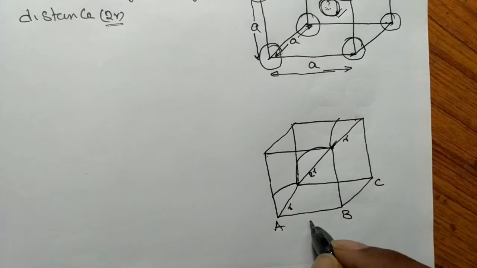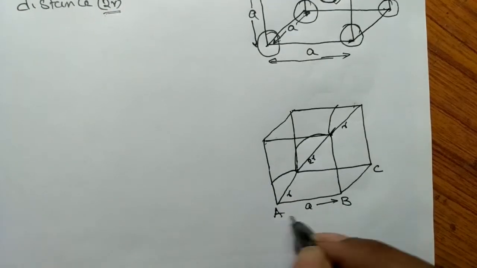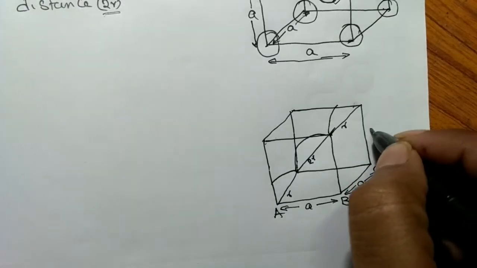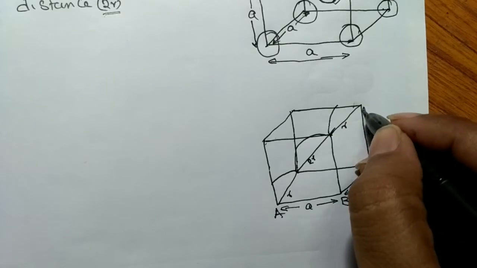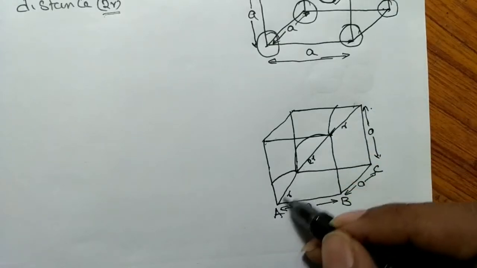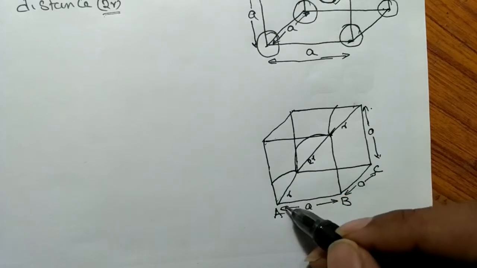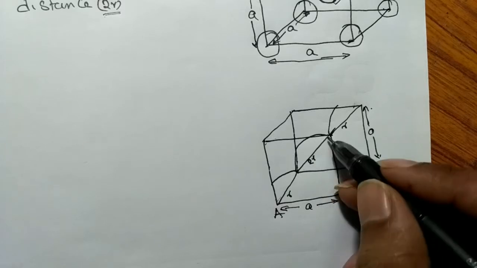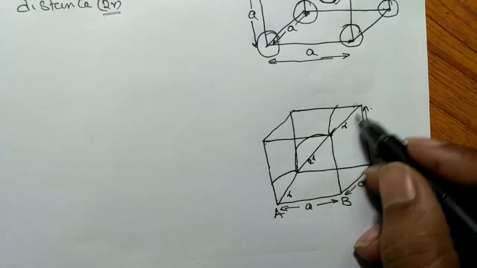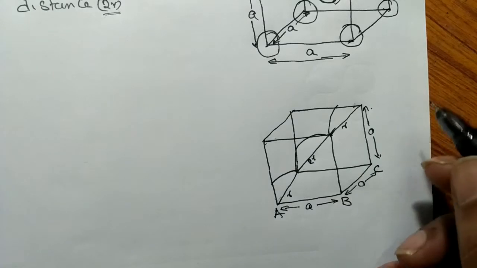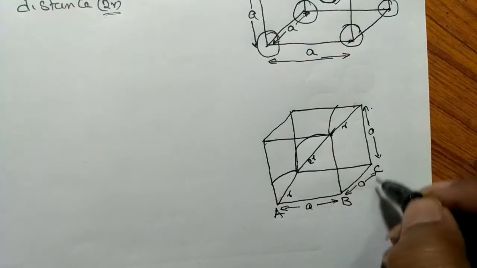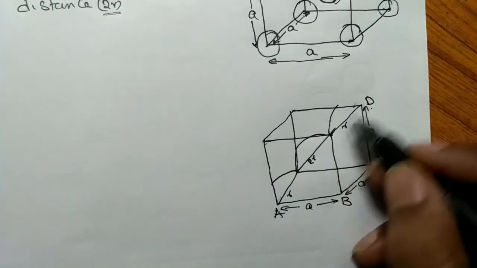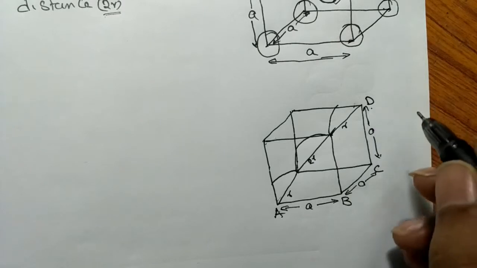According to the crystal edge, this is a, the lattice constant, this is a, and this also a. Here the radius of the atom is R, since this is a 1/8 part. Here the diameter is 2R, and the radius is R. Now this is A, B, C, and this will be D. I have to find the resultant, that means AD.